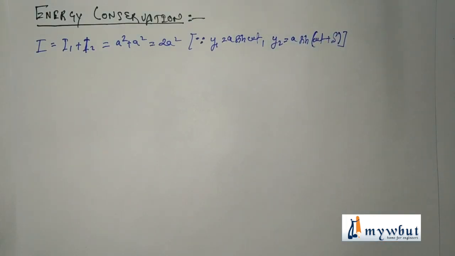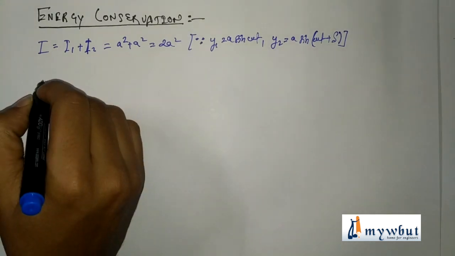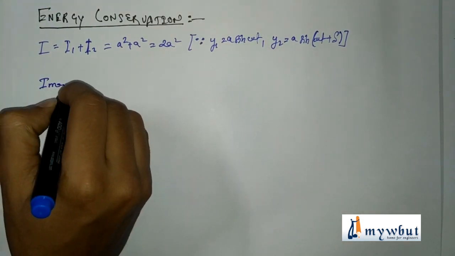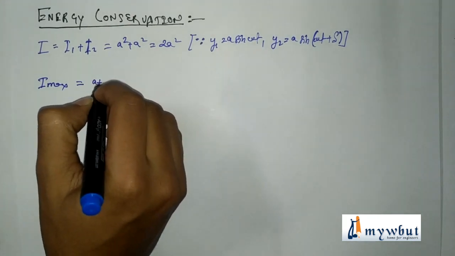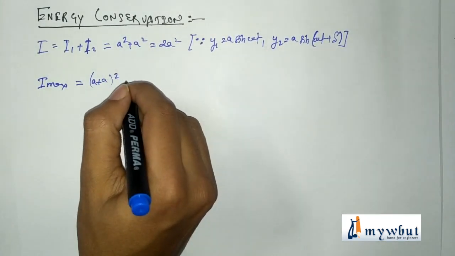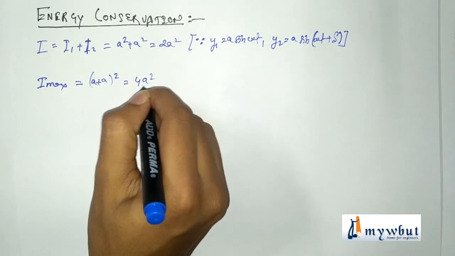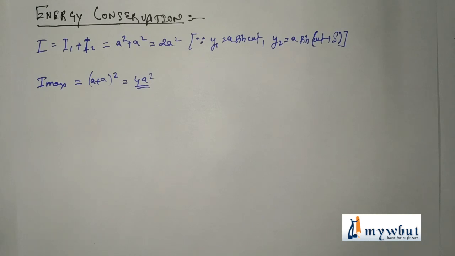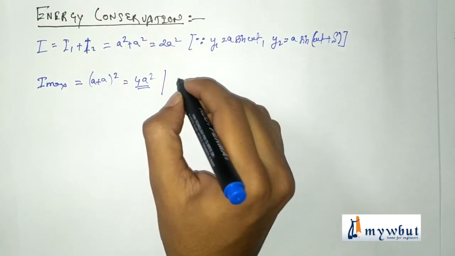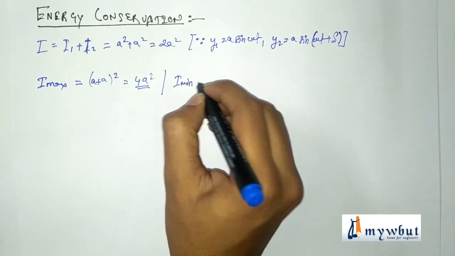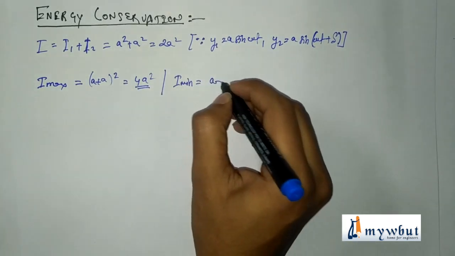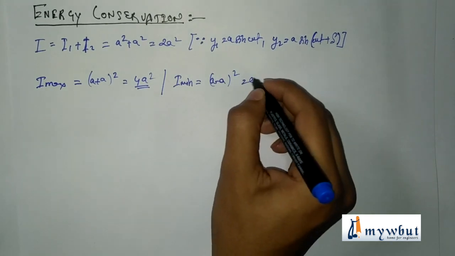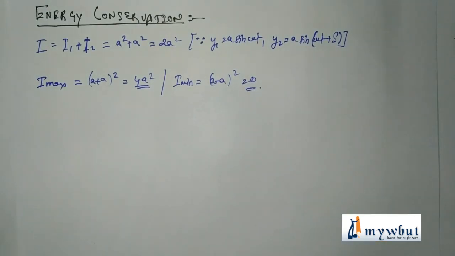When the two light waves from coherent sources interfere for constructive interference, the maximum intensity will be I max, that's equal to A plus A whole square. We can write that will be 4A square that we have previously seen. Similarly, for destructive interference, the minimum intensity will be I min, that will be A minus A whole square, that will be 0. So the region is dark.